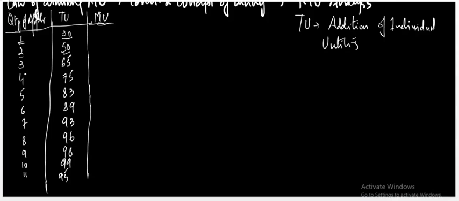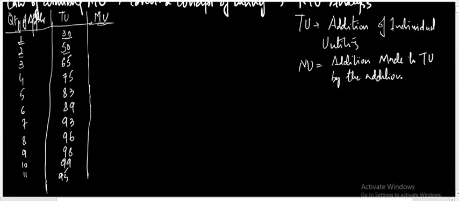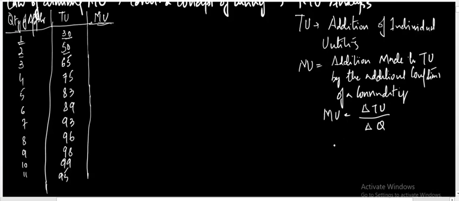Now let me talk about the marginal utility. Marginality is simply the addition made to total utility by the additional consumption of a commodity. So I can say that marginal utility is equal to the change in total utility with the change in consumption of one more commodity. So let me talk about this concept.